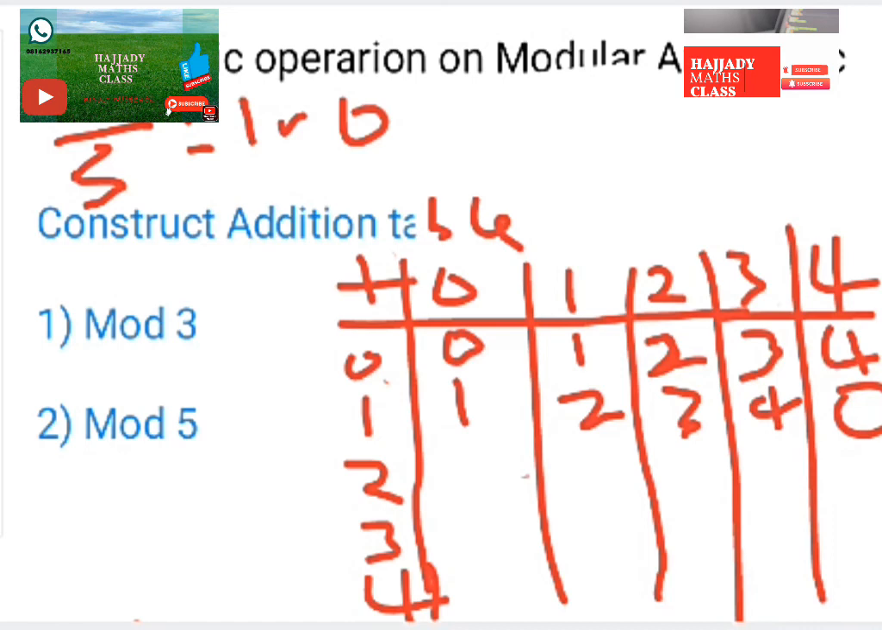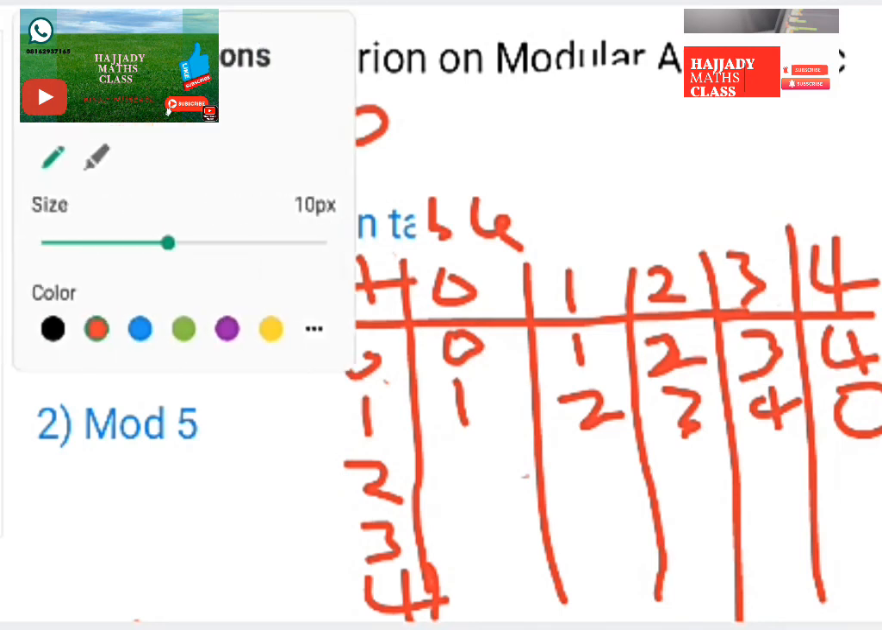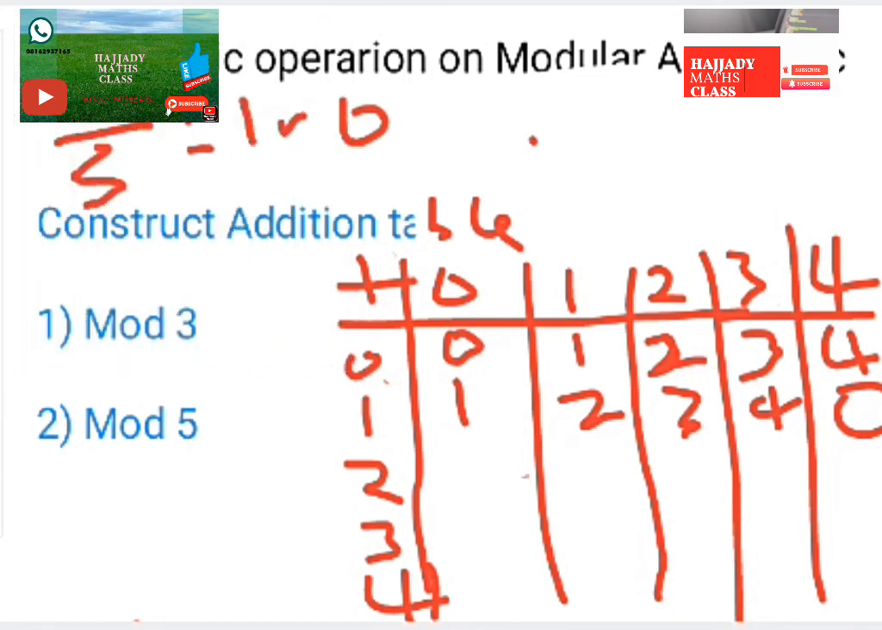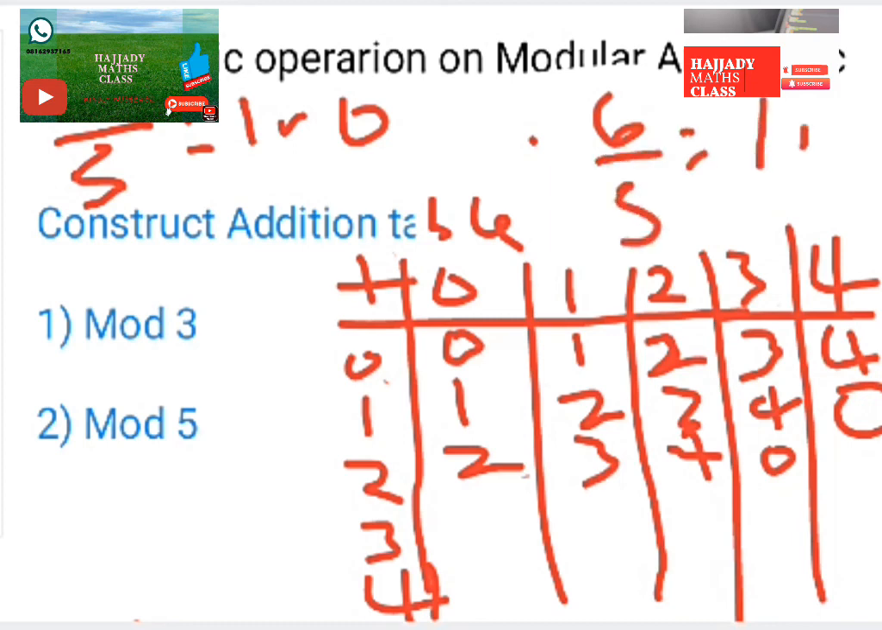Now next line, which is 2 plus 0, 2 plus 1, 2 plus 2. So in this case, 2 plus 0 we have 2, 2 plus 1 you have 3, 2 plus 2 you have 4, 2 plus 3 you have 5, that will be 0. 2 plus 4 you have 6. So you have 6 over 5. It gives 1 remainder 1. I told you we are interested in the remainder.